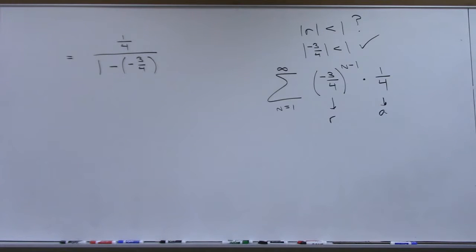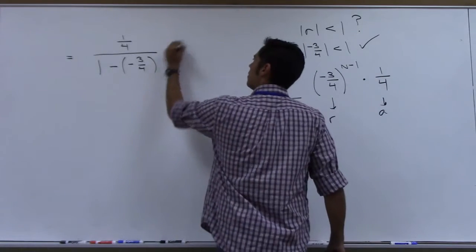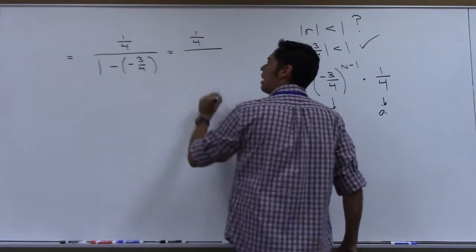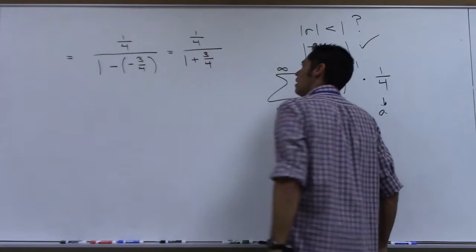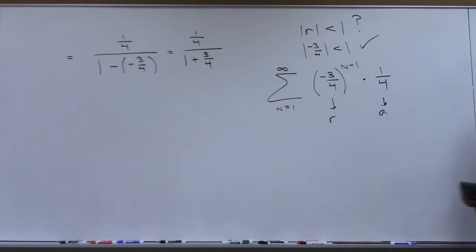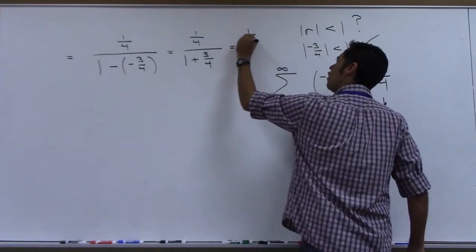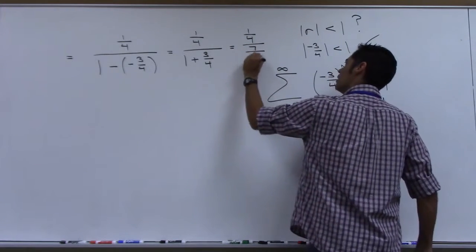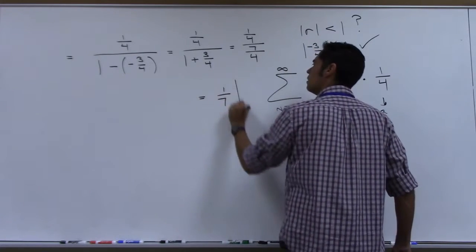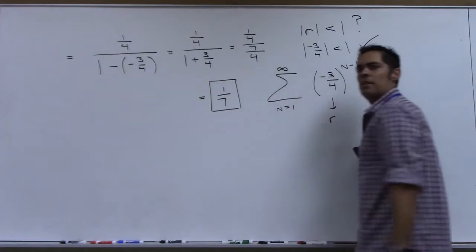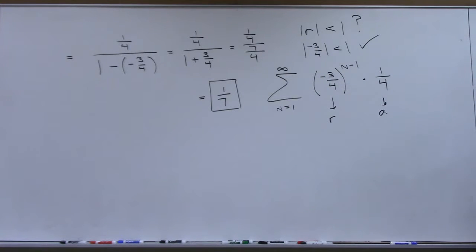That's a final answer. Now we have to clean that up. Yeah. I mean, that is an answer, but this is just a complex fraction. We can clean it up. 1 plus 3/4. Get a common denominator on the bottom. 7/4. So 1/4 over 7/4 is 1/7. That's it.